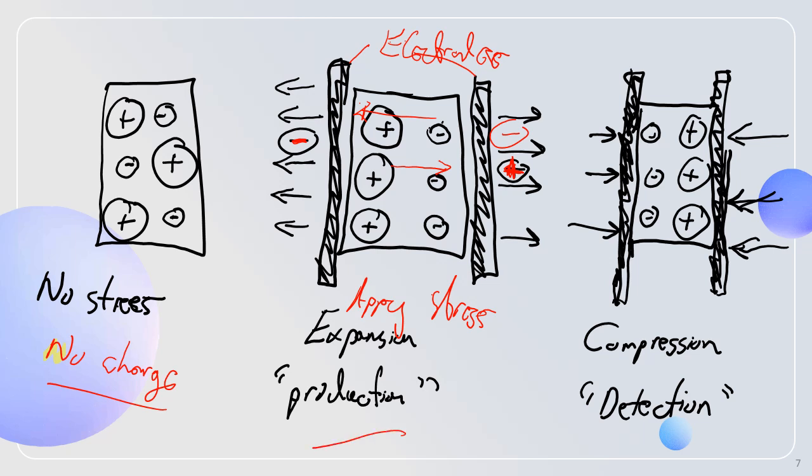For the detection, remember we said ultrasound is transmitted into the body and then it's reflected at the boundaries. When it's reflected back, how do we detect it?